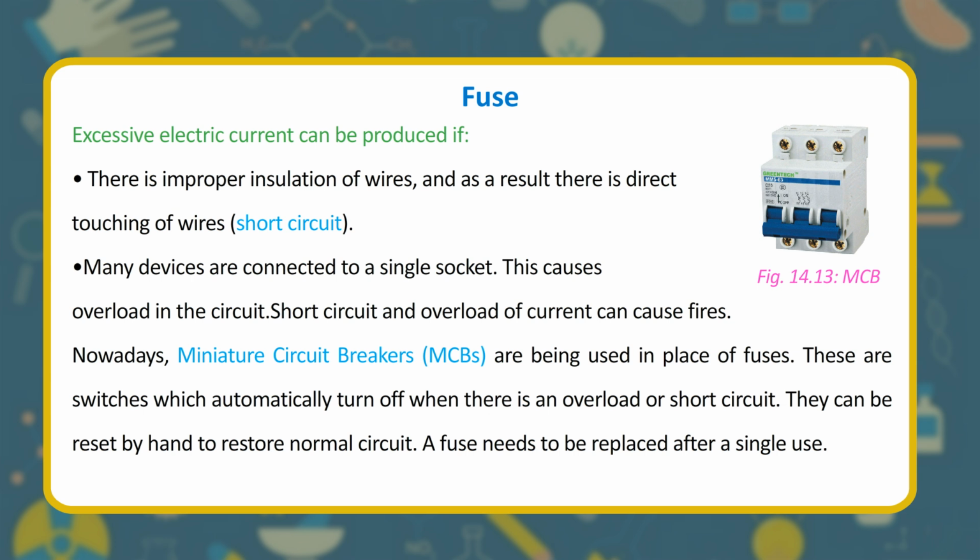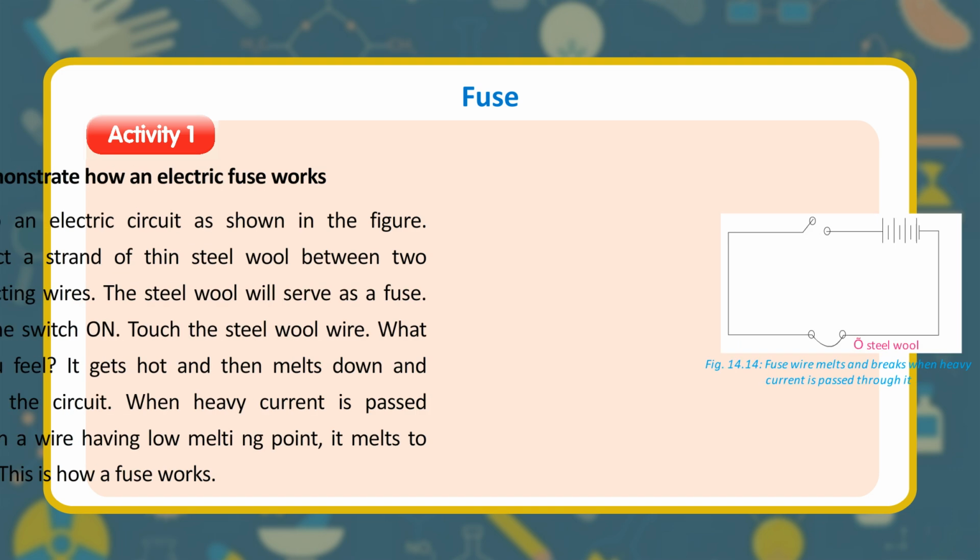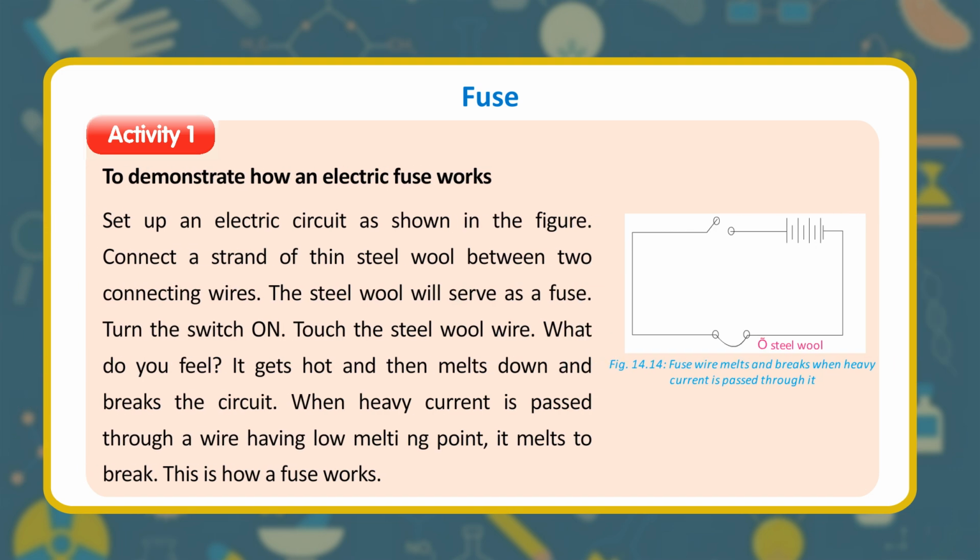A fuse needs to be replaced after a single use. Activity. To demonstrate how an electric fuse works, set up an electric circuit as shown in the figure. Connect a strand of thin steel wool between two connecting wires. The steel wool will serve as a fuse.